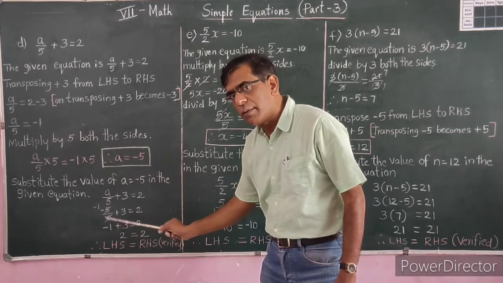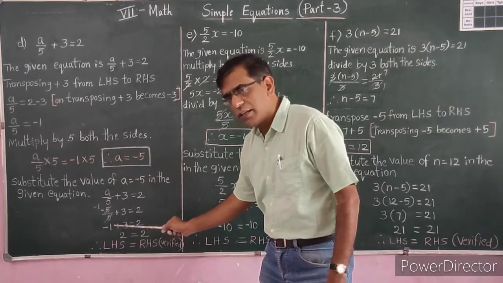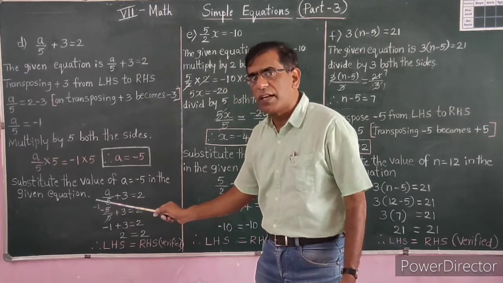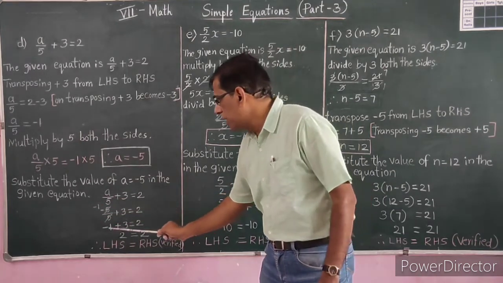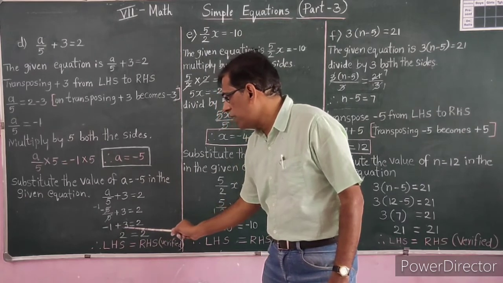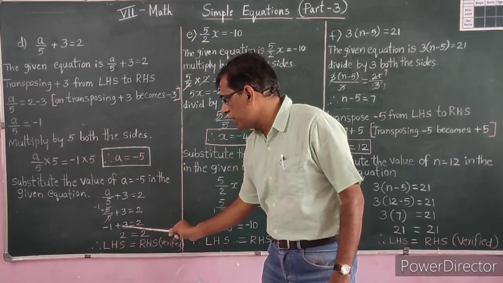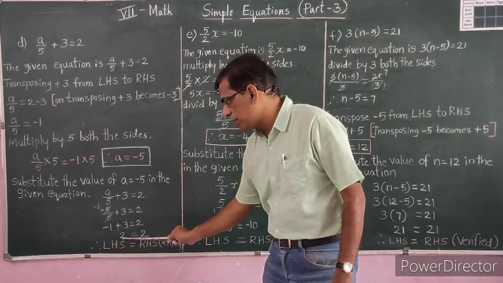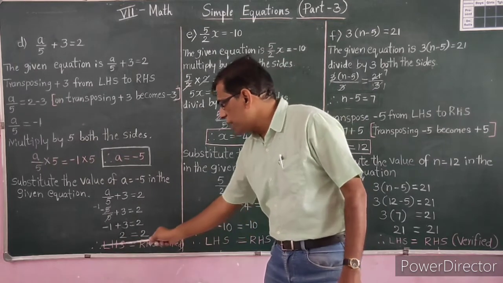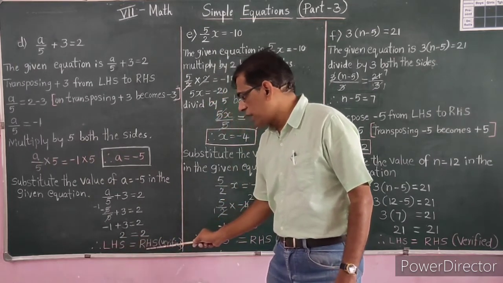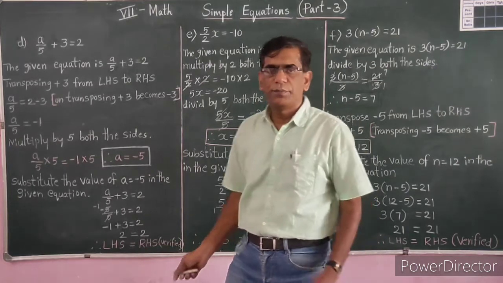Minus 1 plus 3: subtract and put the greater number's sign. Minus 1 plus 3 is plus 2, which is equal to plus 2. Therefore, LHS is equal to RHS. It is verified.